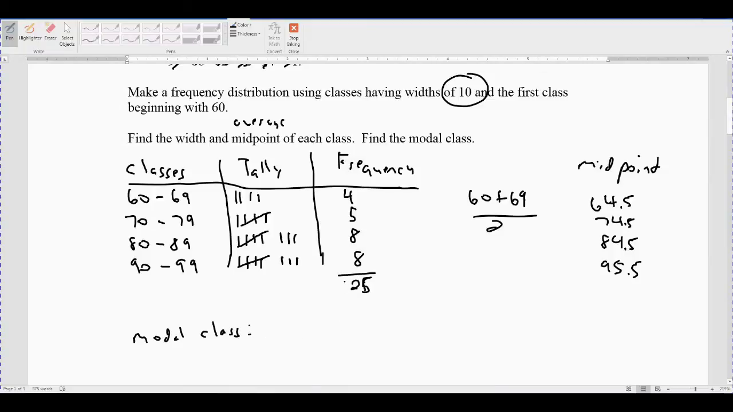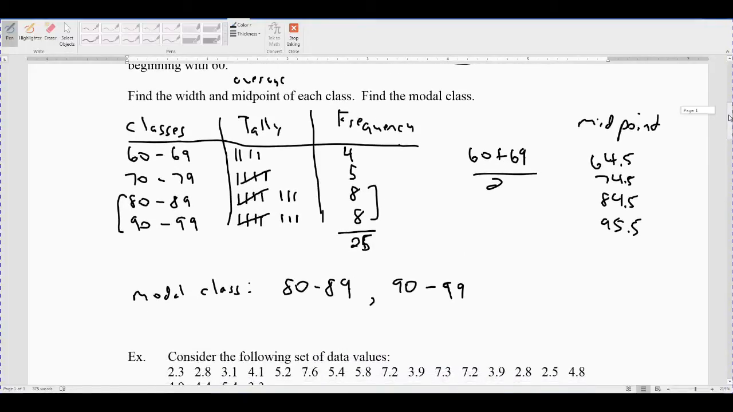So the modal class is a class that has the most number of data values. In this case, there's 2 of them. There's 2 classes that have 8 in them, and so that's these classes. So 80 to 89 and 90 to 99. I think in this book you're allowed up to 2 modes, so that's what we'll go with. If not, then there won't be any modal class, but I think you're allowed up to 2.